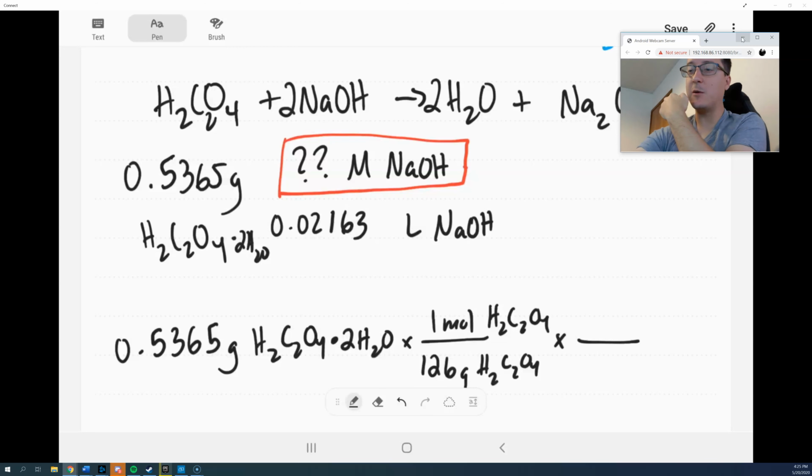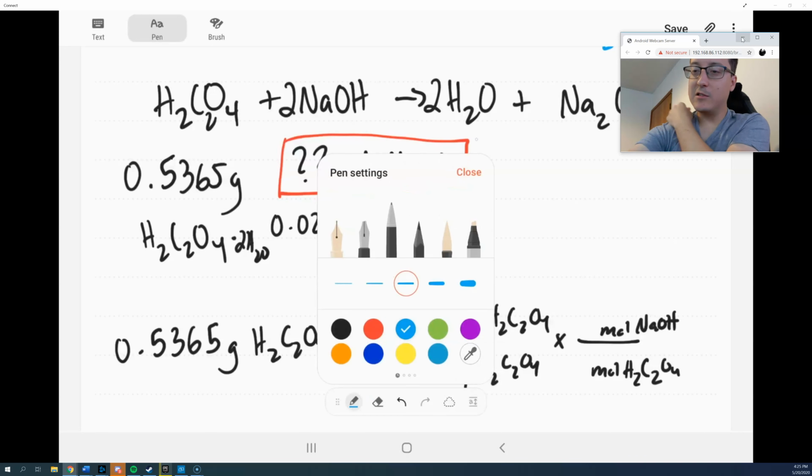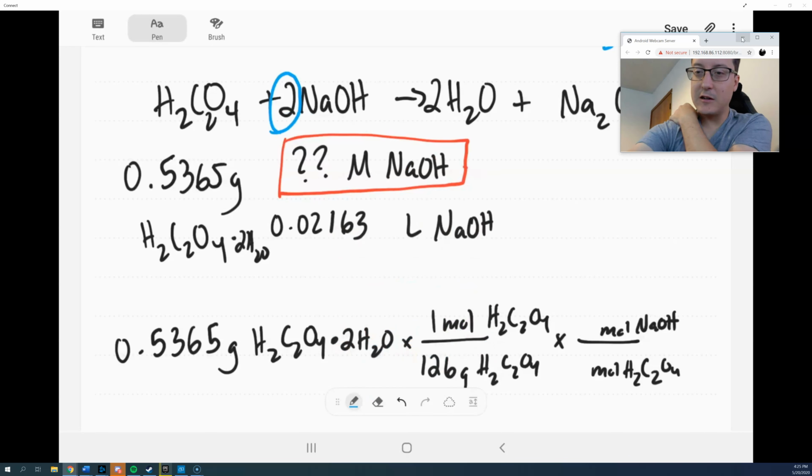Yeah, we're looking for NaOH. So we know we want moles of NaOH on top, and we're going to get rid of moles of oxalic acid. The numbers we're going to put here, I'm just going to circle for us. We're going to put 2 moles over 1 mole. Those are the numbers from our reaction.